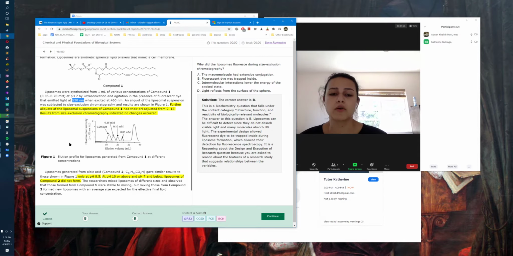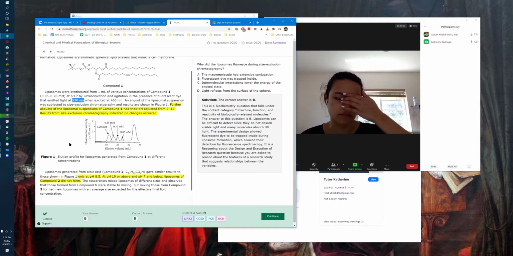I understand the graph and the relationships between elution volume, fluorescence intensity and all the concentrations, but what is it that they're trying to do, more or less? Or is that not important? So Figure 1 is just, so they're basically just, sorry.